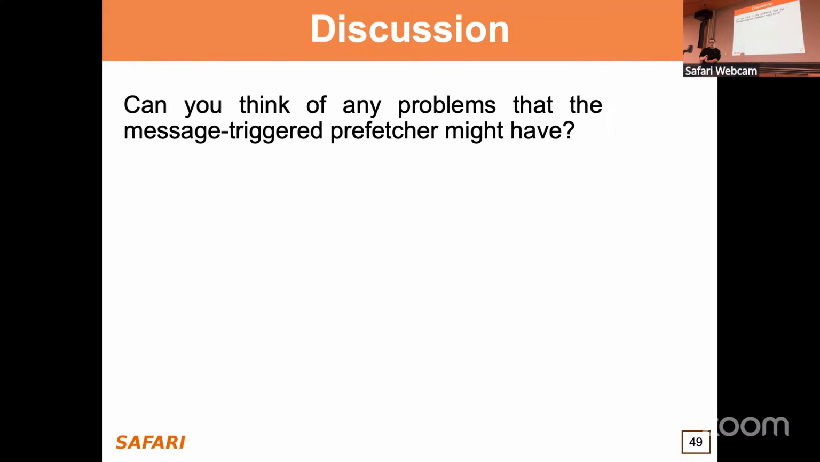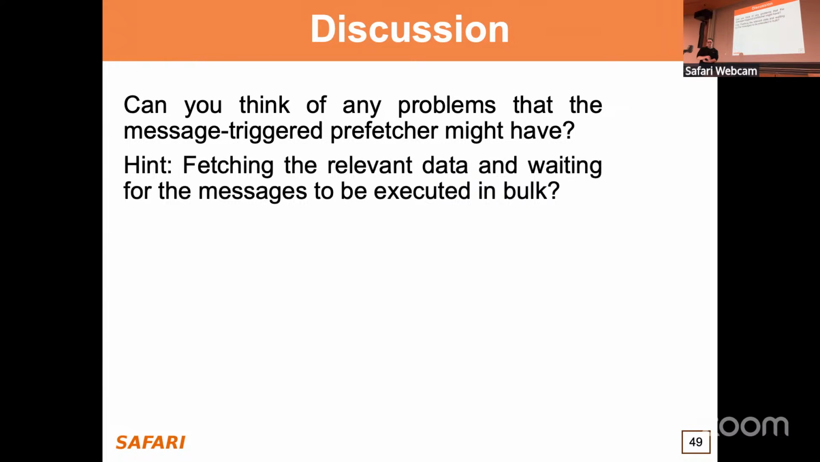So I presented the message-triggered prefetcher that I showed you. Looking at this, the prefetcher fetches relevant data, but then it waits until several messages have arrived and all the data is prefetched, and only then will it execute them. So can any of you think of any problem that might come from this system? If any of you looked at the vault structure exactly, you might have already seen the solution that Tesseract itself employs.